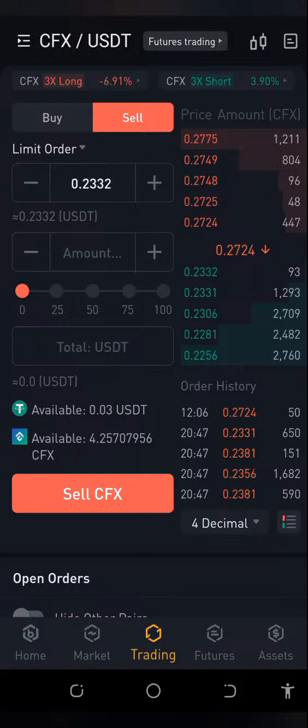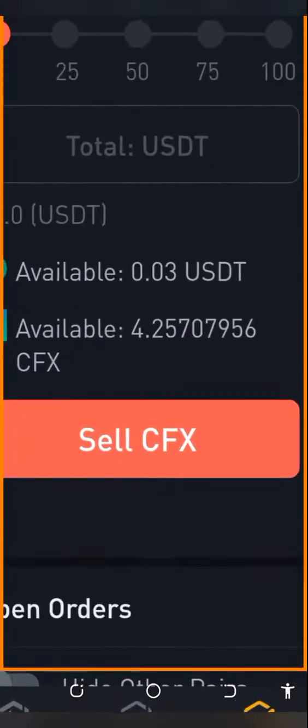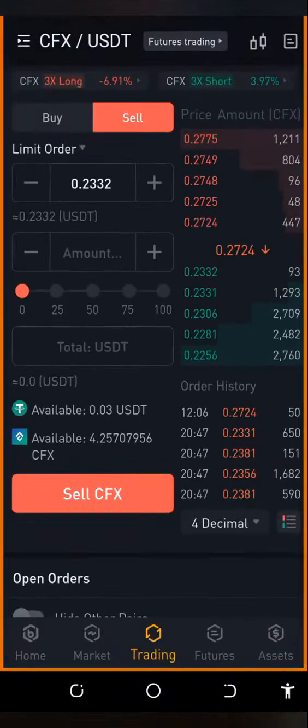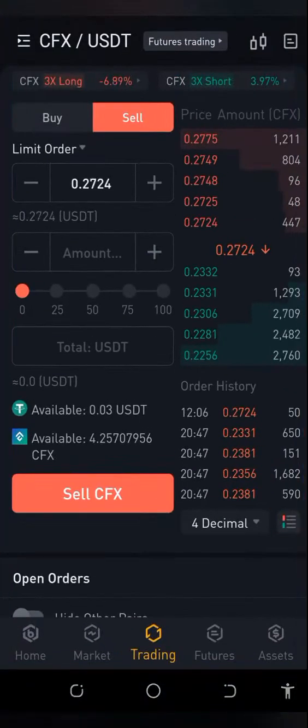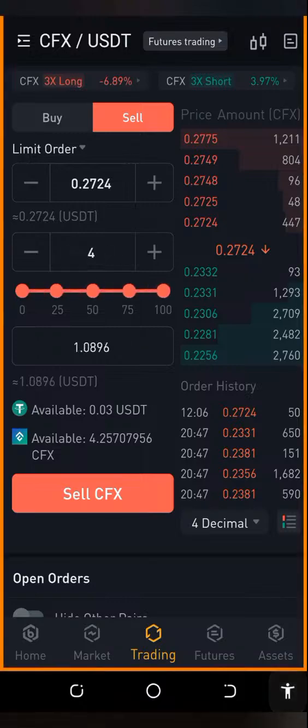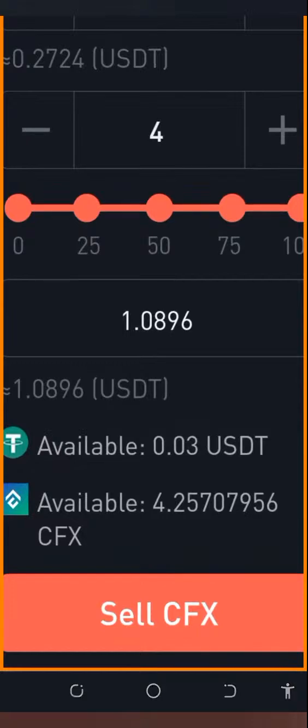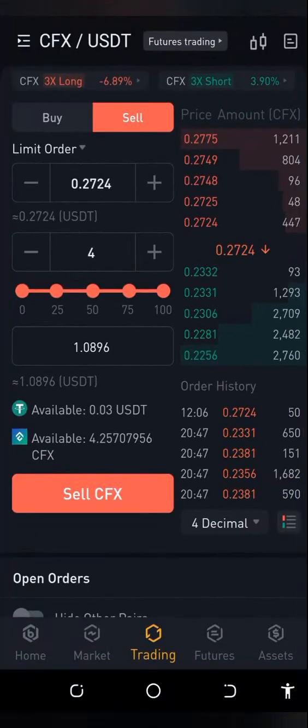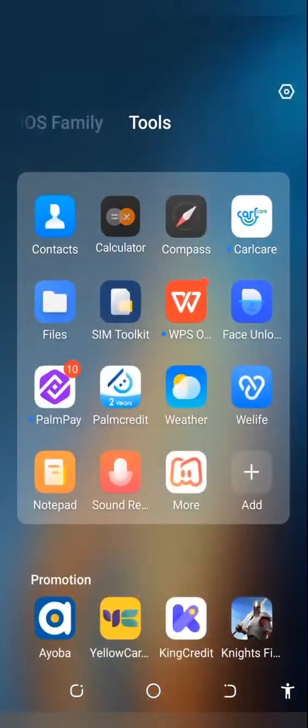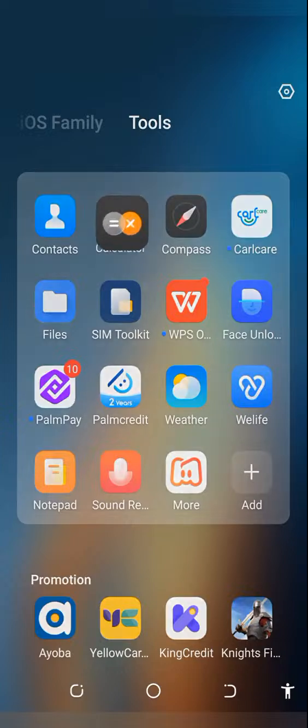Don't forget this is supposed to be $1 that we sent, right? $1 worth of, what's it called now, CFX. So if you see now here, we have 4.25 CFX. So if this is really true of the 16%, that means that if I try to sell this, for instance, see what we have. We've got $1.08. $1.08 is good, because that means that if I calculate it, right? That's 1 times 16%.